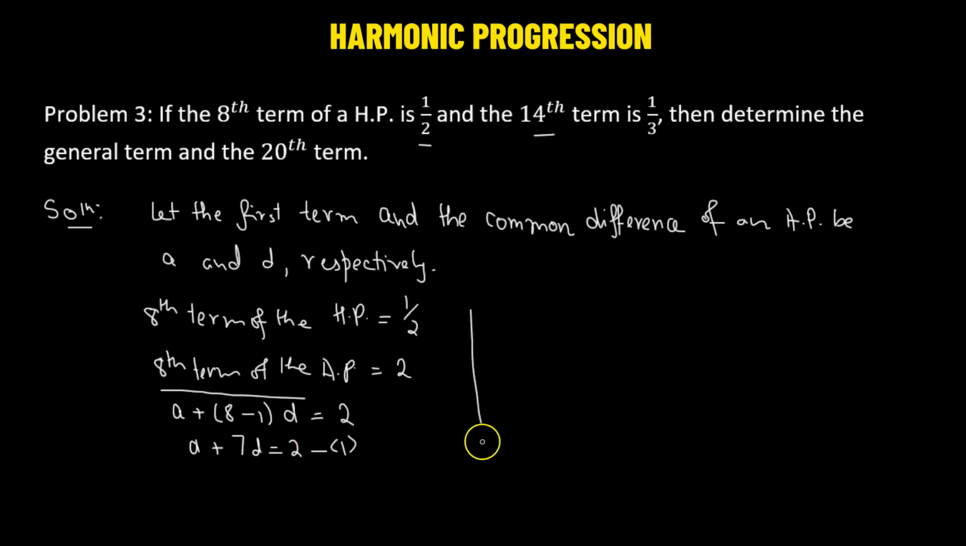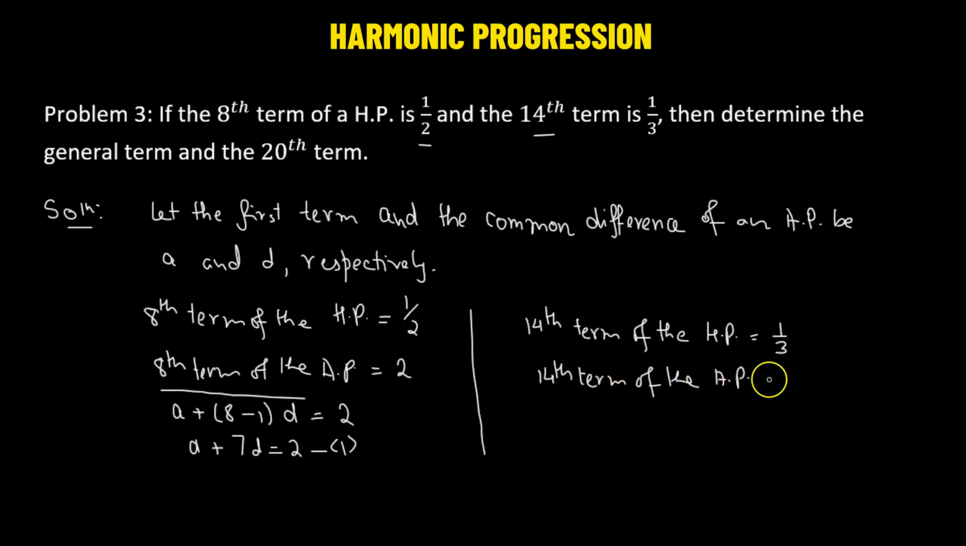Next, it's given here that the 14th term of the harmonic progression. So we have to be very careful what we have been provided with. It's given that the 14th term of the harmonic progression is 1/3, which would mean that the 14th term of the arithmetic progression is going to be the reciprocal of 1/3, which is simply 3. Now what's the 14th term of the AP? That's given by a plus 14 minus 1 times the common difference d equals 3.